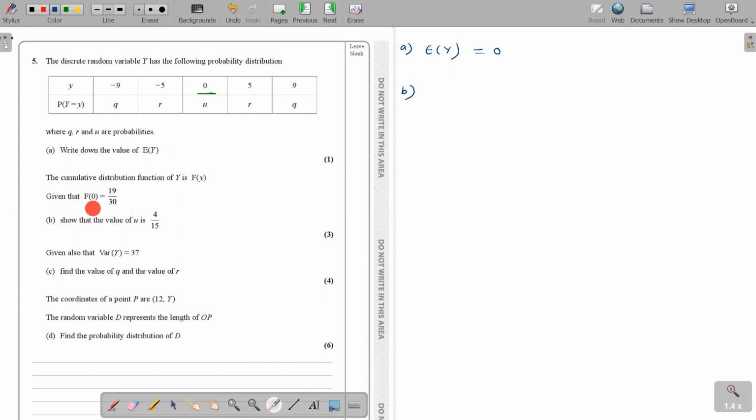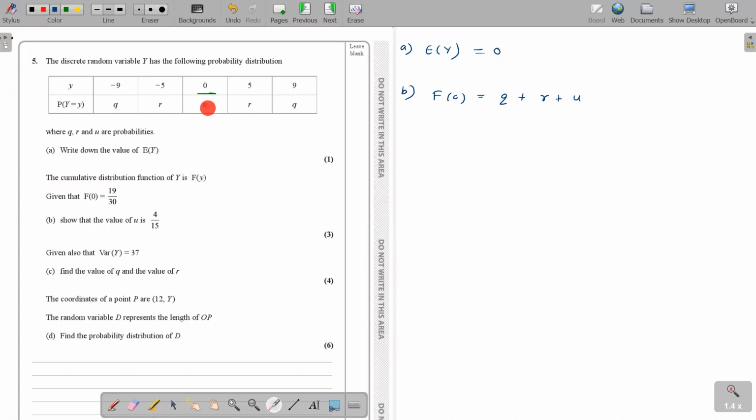So how do we take the cumulative probabilities? For cumulative probabilities, F(0) will include each and every single y value until 0. So we add all the probabilities of the y values up to 0. What are the y values we have up to 0? Minus 9, minus 5 and 0. So I add the probabilities of these three. F(0) will include the probability of minus 9, which is Q, of minus 5, which is R, and of 0, which is U. So F(0) will include these three.